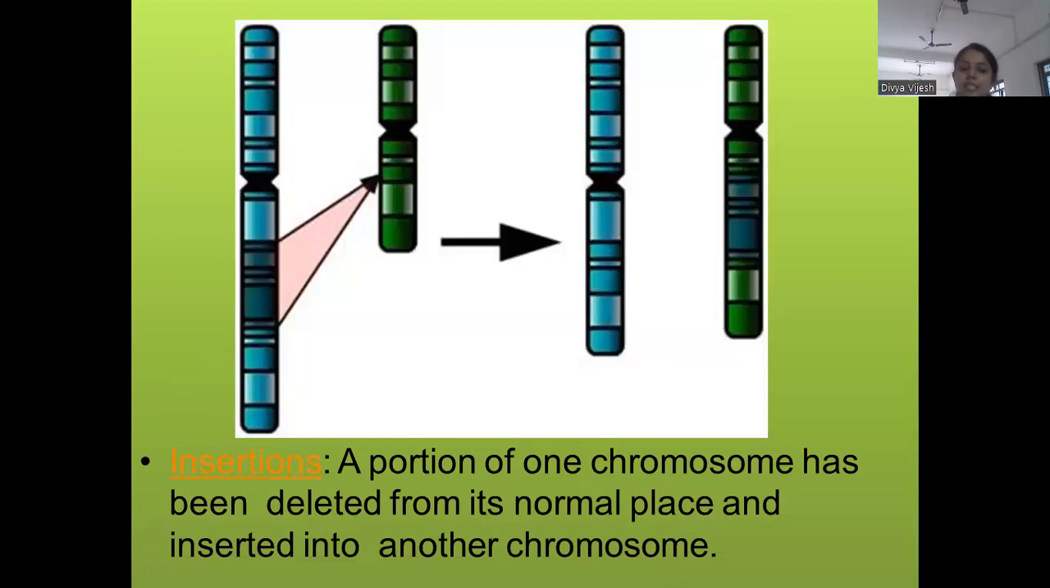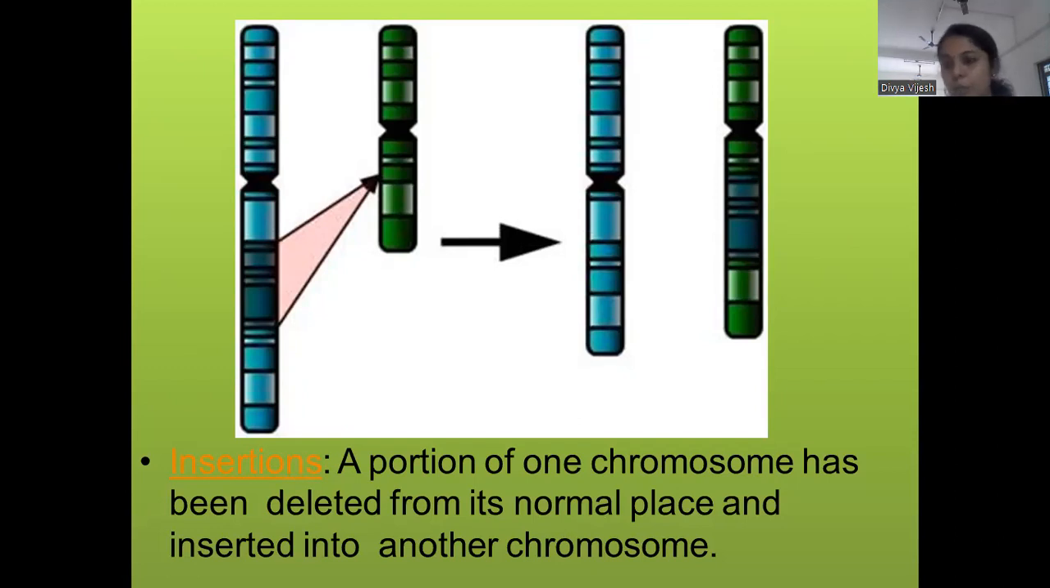Next, coming to insertion. A portion of one chromosome has been deleted from its normal place and inserted into another. That is the insertion. So we have studied the structural abnormalities of chromosome, that is the deletion, duplication, inversion, insertion, translocation. These all are the structural anomalies or abnormalities of the chromosome.